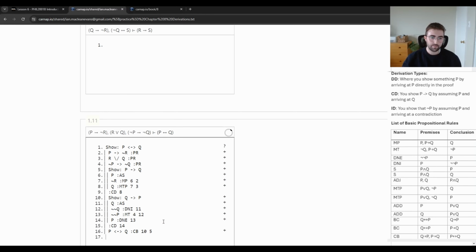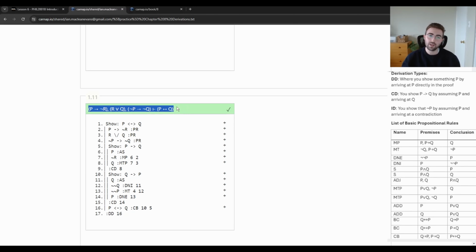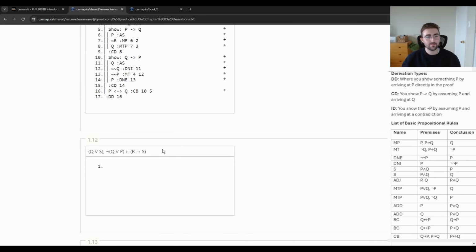And then, because this last step to get the P is a rule of direct derivation, and we directly showed what we were trying to get at, we have a direct derivation on line 16. And look at that. It's closed. It's happy. All is well. Woohoo.